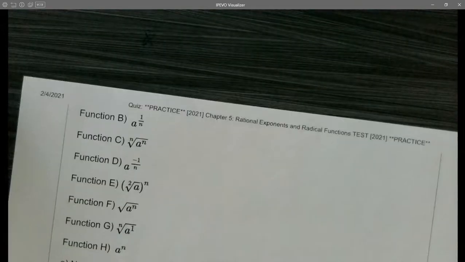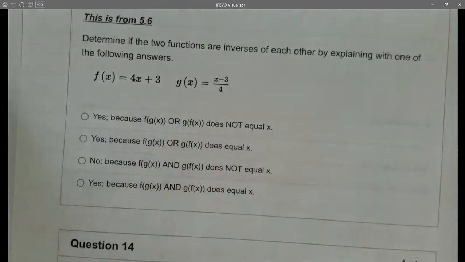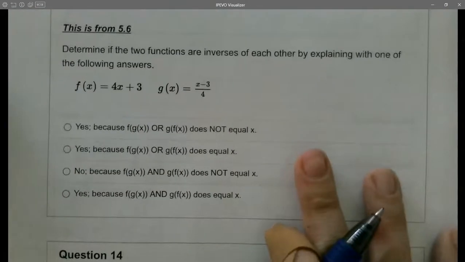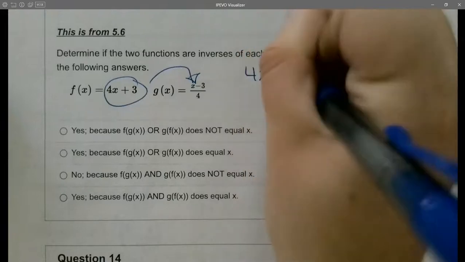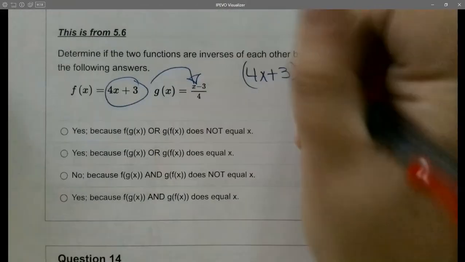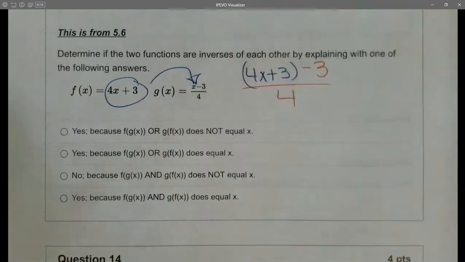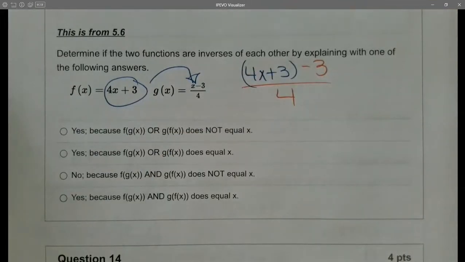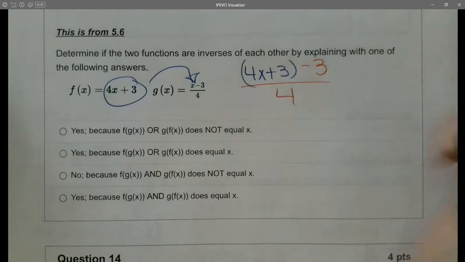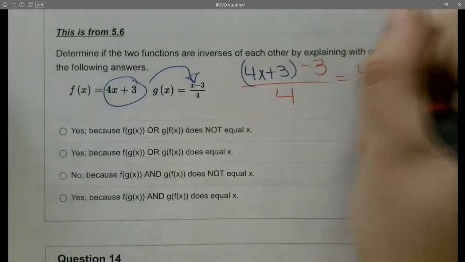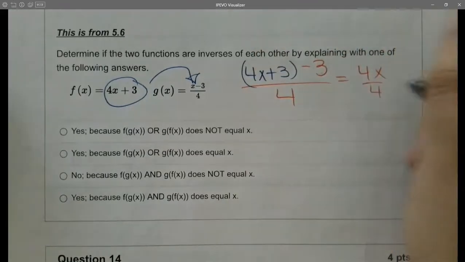The next one gives me two functions and asks me if they're inverses of each other. The way I do this is I take this and I plug in for the x value here. So I have 4x plus 3 that I am going to plug in for my g of x. Because I have parentheses on my numerator, with addition and subtraction, I can just add. Positive 3, negative 3 cancels out. I have 4x over 4, which cancels out even more and gives me x.